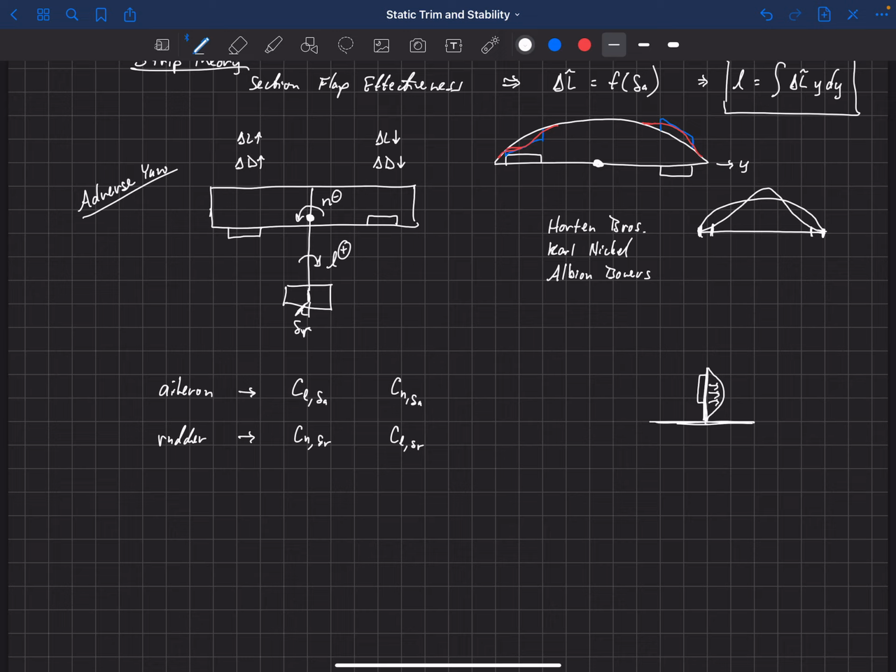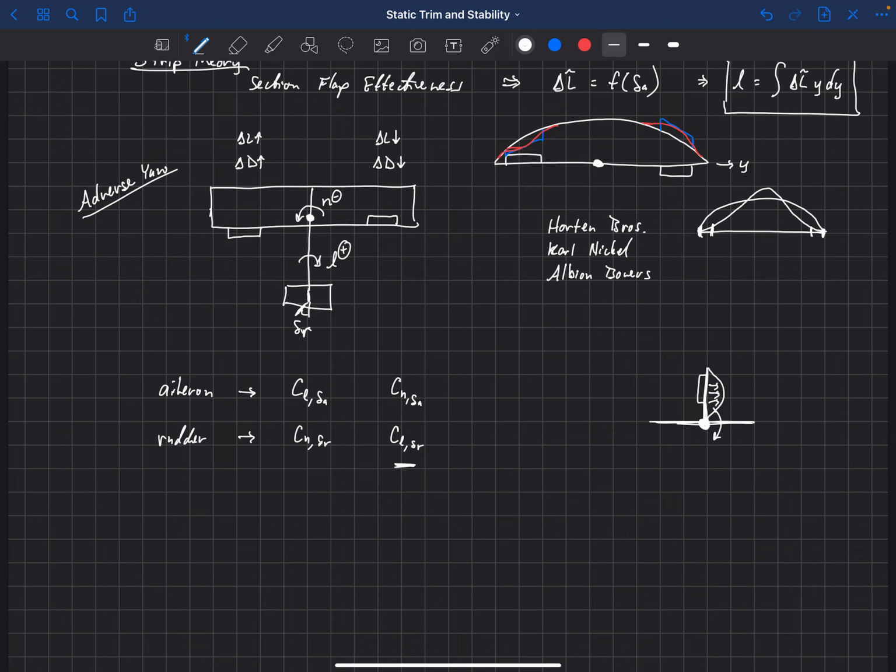And so usually that rudder sits above the center of gravity of the aircraft, and so that's going to create a rolling moment, right? So we can draw that rolling moment here. So that's what this is here. That's creating a rolling moment with respect to delta r. Now, that's from the vertical surface.